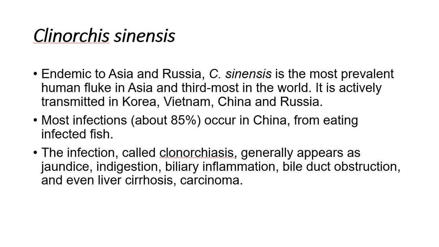Another flatworm is Clonorchis sinensis, sinensis meaning China. It is the most prevalent fluke in Asia, a third most in the world. It is actively transmitted in, you can see, Korea and Vietnam and China and Russia. Most of these infections occur in China from eating infected fish.